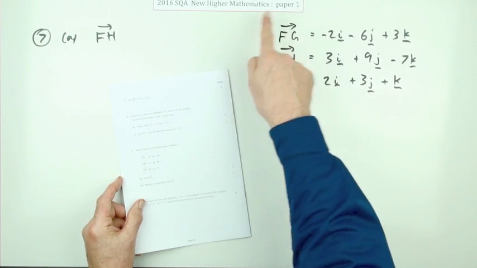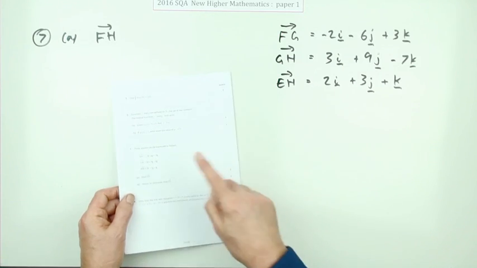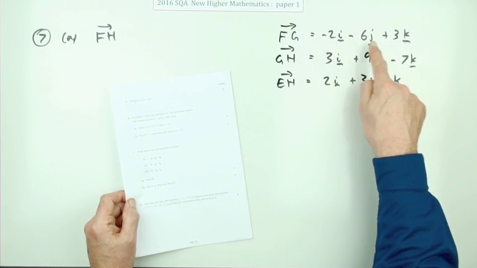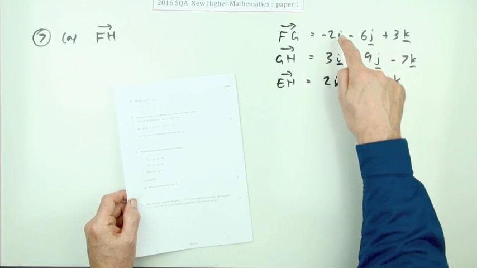So question 7 from paper 1 of the 2016 Higher Maths. 4 marks, little vector question. It gives you 3 vectors. Express, notice, in terms of multiples of the unit base vectors, as they're called, this i, j and k.